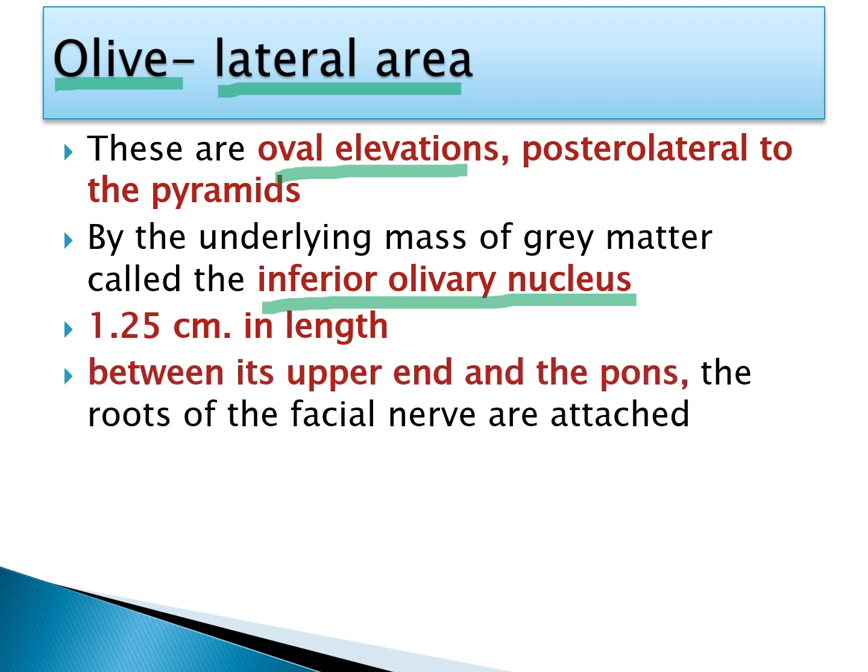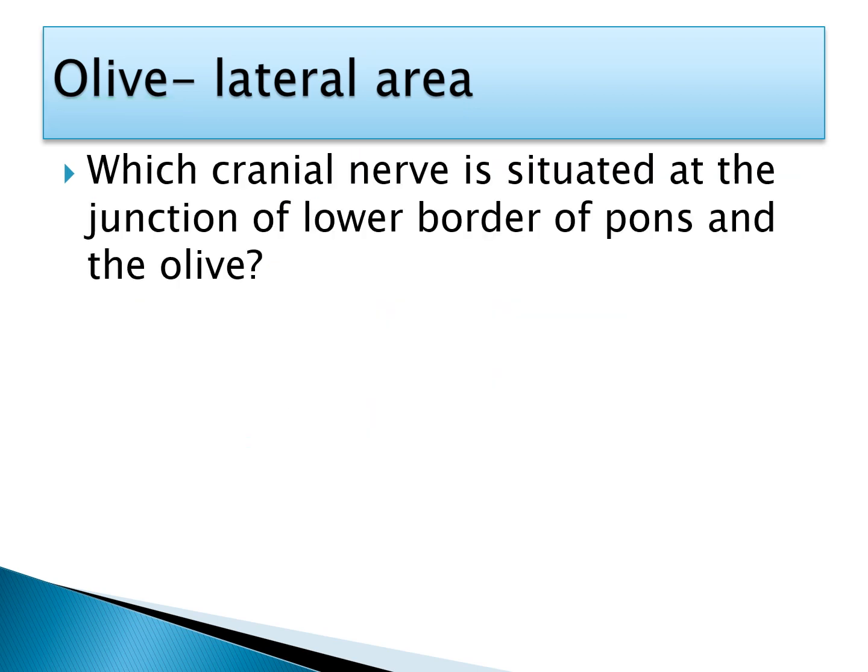So between the olive and the lower border of the pons, the facial nerve roots are attached. Just before that we have seen the abducens nerve, 6th cranial nerve. Now the 7th cranial nerve is attached between the olive and the lower border of the pons. Which cranial nerve is attached at the junction of the lower border of the pons and the olive? If you have seen the video carefully, you should now be able to answer this question so that you can assess your learning.